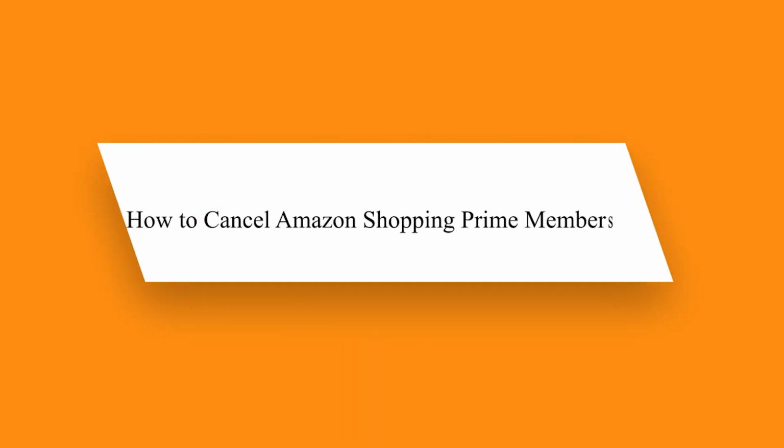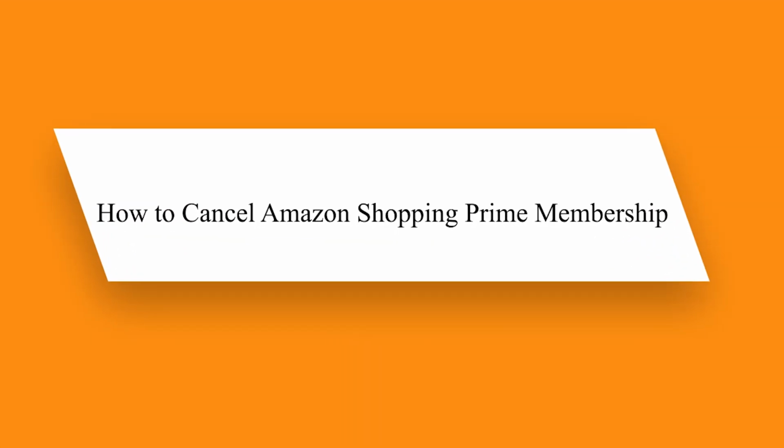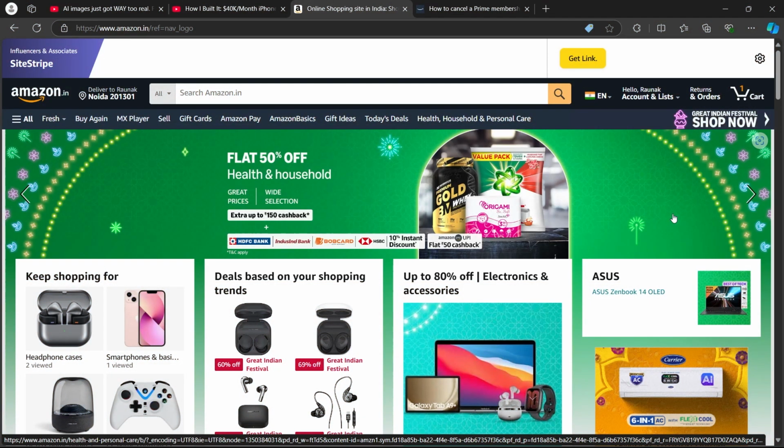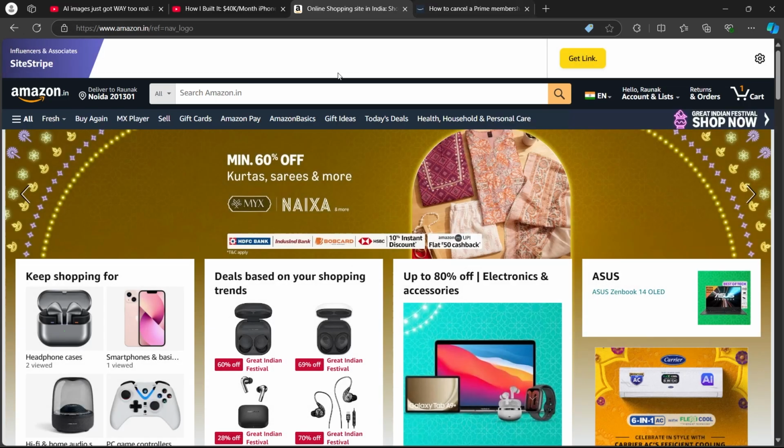Hey guys, in this video I'm going to show you how to cancel Amazon Shopping Prime membership. So in order to do this, first of all, open any browser on your PC and log into Amazon. Now, after logging into your Amazon account, you will see your home page.